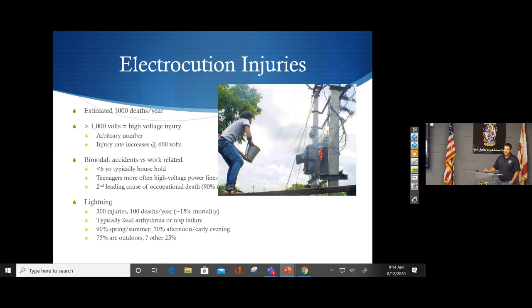So, lightning, kind of a separate category, if you will. About 300 injuries, 100 deaths a year. It's got about a 15% mortality rate, or an 85% survival rate. The mortality is typically due to a fatal arrhythmia, right? 90% are going to occur in the spring or the summer, with about 75% being outdoors. I couldn't figure out where the other 25% occurred. I thought that would have been a more interesting number to break down, but it wasn't reported. Unless, I don't know, a shed, garage, car, something, hard to say. True injuries from electrical weapons are pretty rare.